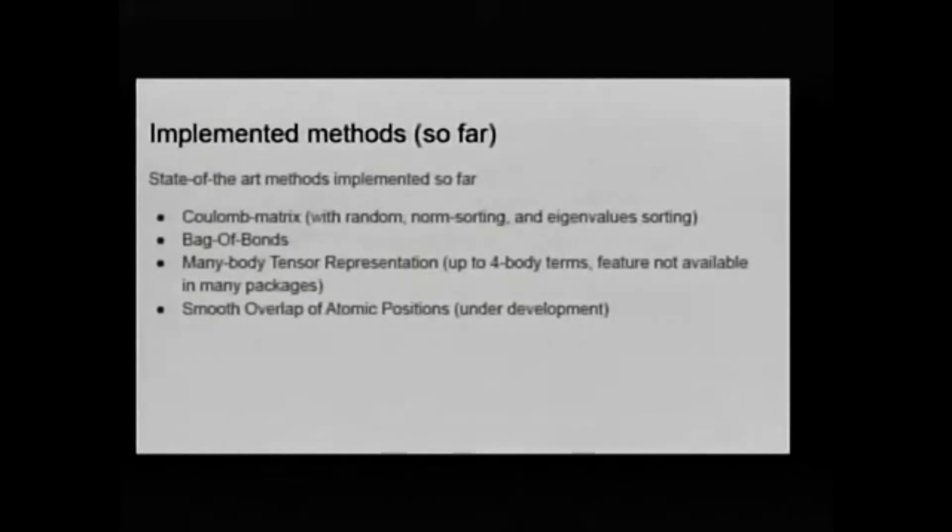So far, we have implemented four state-of-the-art methods. The first one, Coulomb matrix, is quite simple and straightforward to implement, but the other three are quite tricky, and they are among the methods that produce high quality models, and are being published in several recent papers as descriptors for building predictors.